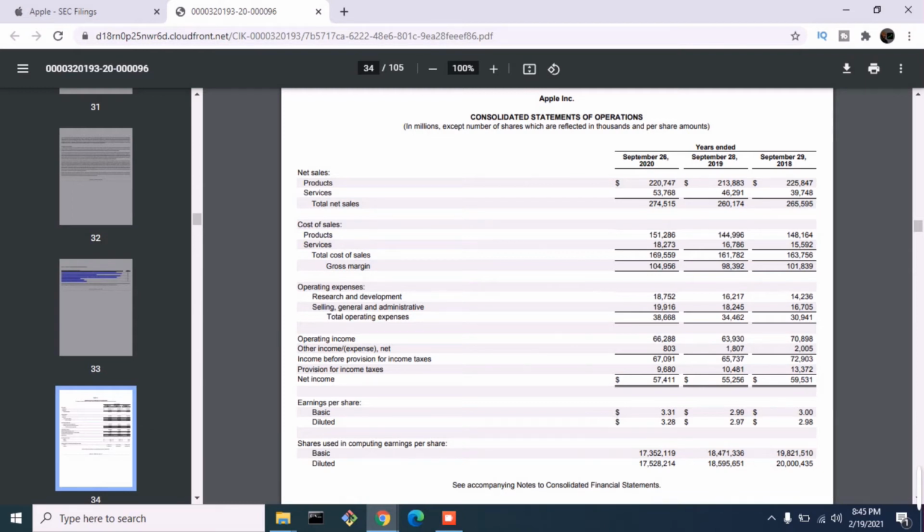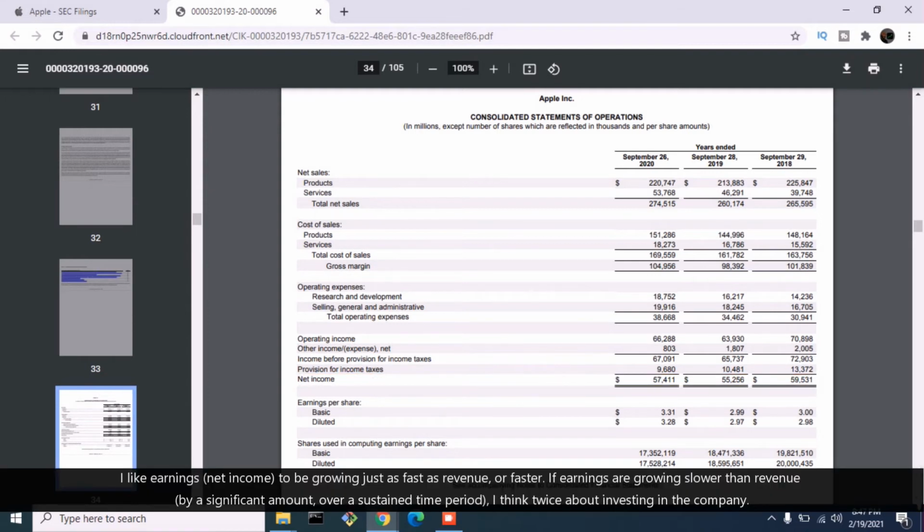And then when you come down to the net income, you can see that the net income for the year ended September 29, 2018 was 59.5 billion. But now for the year ended September 26, 2020, this number had actually dropped some. So this just tells you that the sales have gone up, but the net income has gone down. So that means that their expenses have increased faster in relation to their sales over this 3-year period. And that's not a good sign.